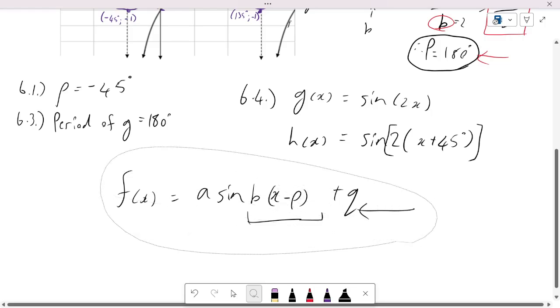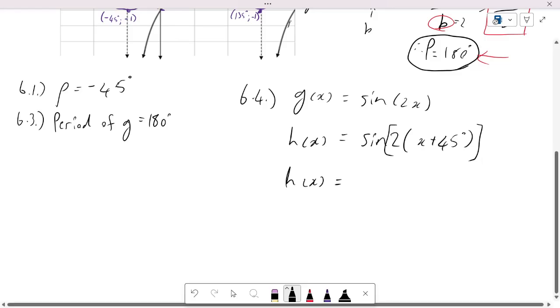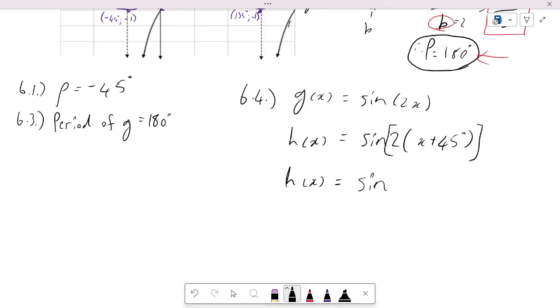So let's simplify further now that we found that mistake. H of x is equal to sine of, now we're going to multiply the 2 into it. You can see how this b value is going to affect the entire x, and that is why we have to put the bracket around the x and include this positive 45 inside. So it's going to be sine of 2x plus 45 multiplied by 2, which is 90 degrees.